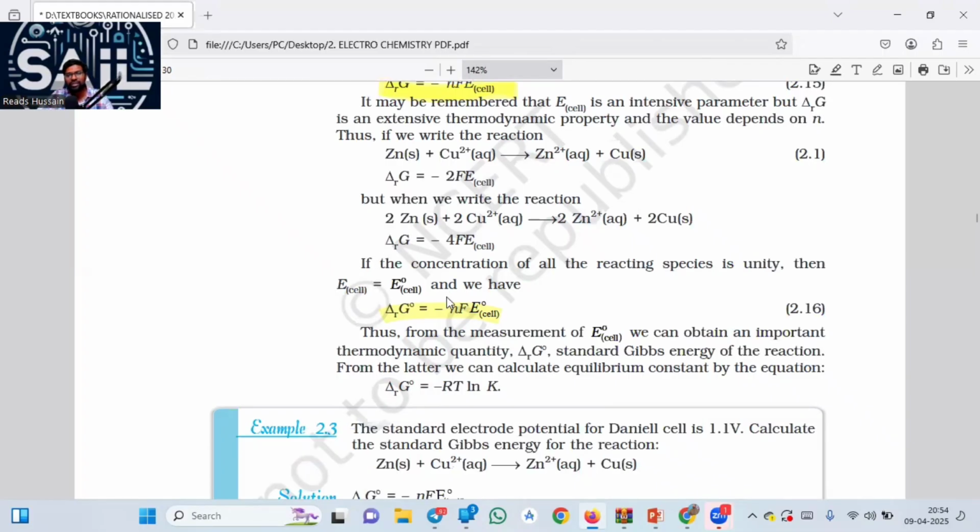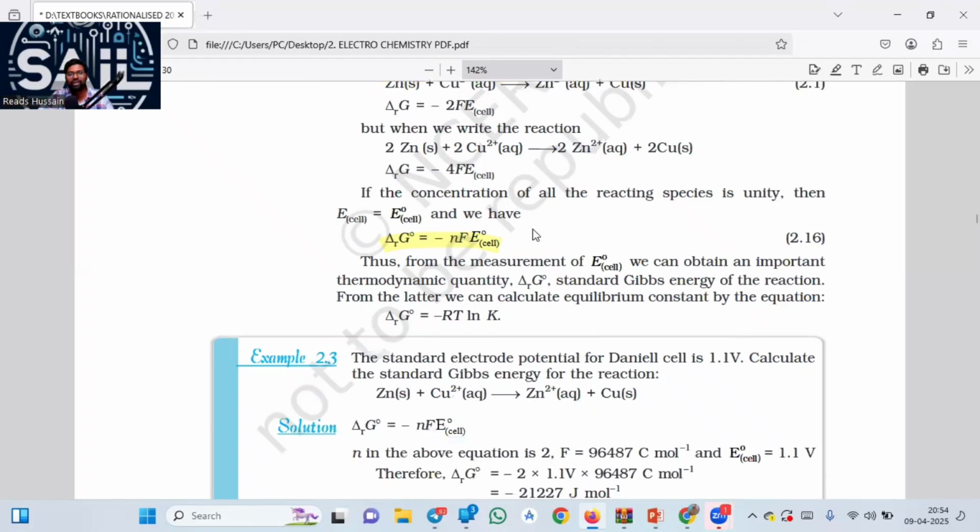Now, one more very important formula we are going to get. Note it down. If the concentration of all the reacting species is unity, unity means 1. What is the meaning of this sentence? If you use a zinc sulfate solution whose concentration is 1 molar, molarity is 1, and copper sulfate solution concentration also 1. If the concentration of the solutions we are using is unity, then E becomes E naught cell.